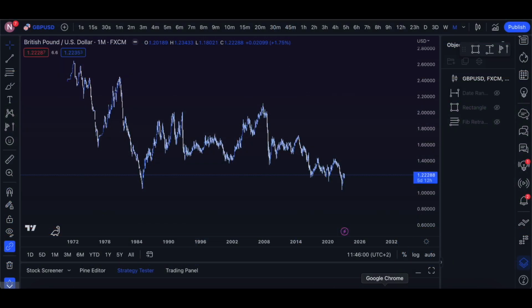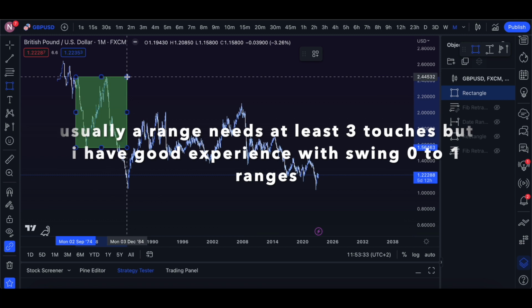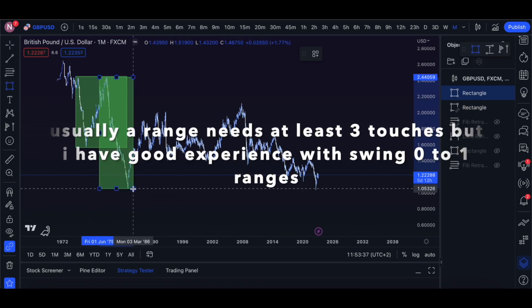We are here on the British pound against US dollar on TradingView. It's the monthly time frame, so it's a very big range. What I'm gonna do now is to identify some ranges whose levels above or below I would be personally interested in. Okay, this would be the first range. The next range would be the full range from that high down to this low.